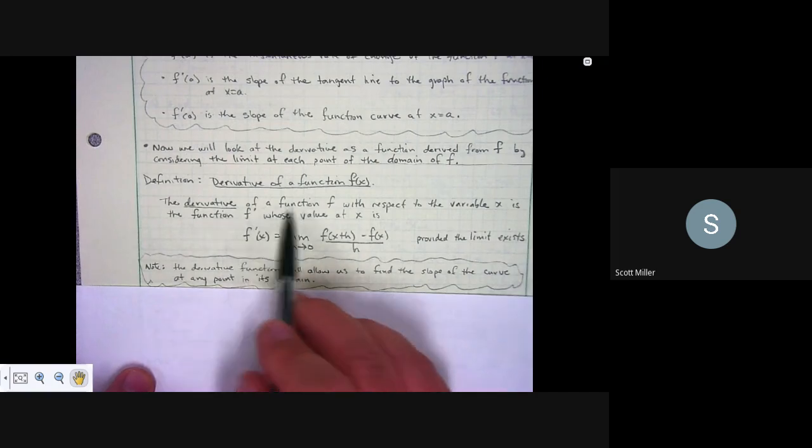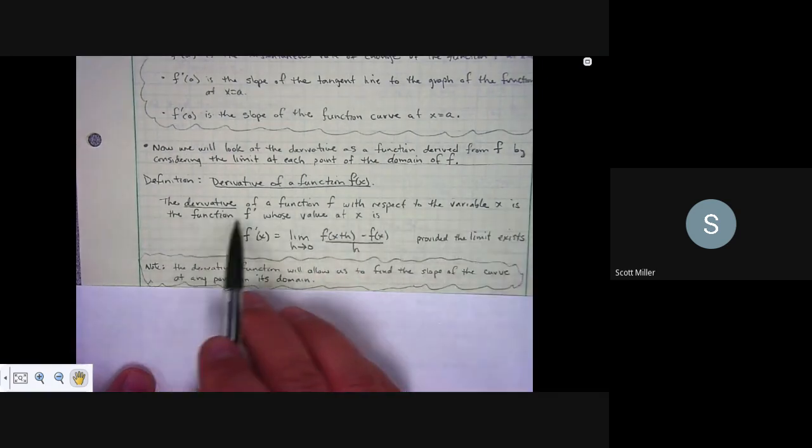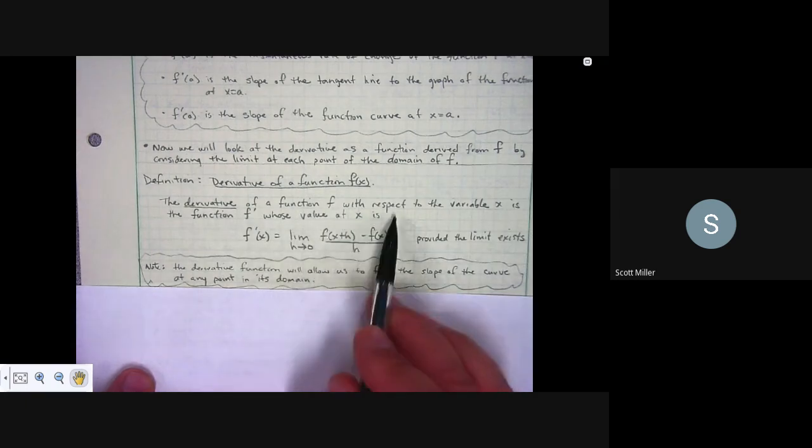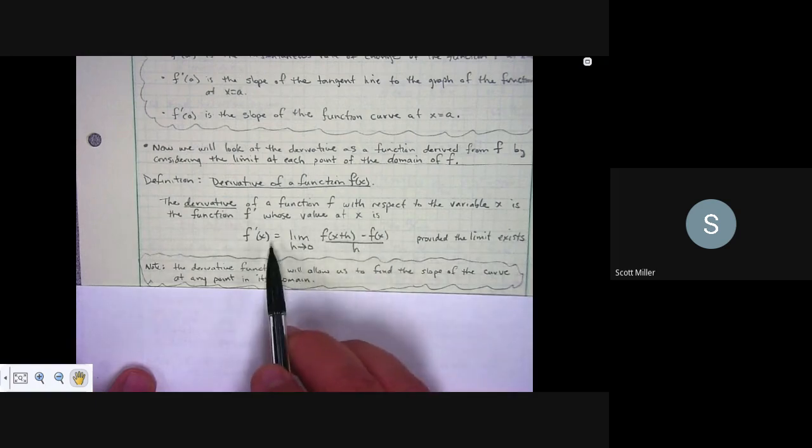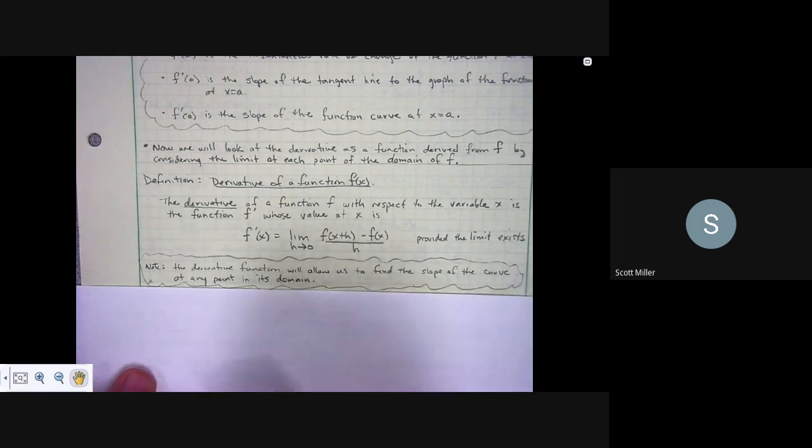The derivative of a function f with respect to the variable x is a function f prime, whose value at x is given by this notation. And you'll notice it's the exact same notation with a slight variation because there's no a. It's an x. So wherever there was an a, there's now an x. And when you get done, it's going to produce a function with the variable x. When I did this up here with the letter a, this will always produce a number, which is the actual slope. This will give me a function that will allow me to find the slope on the curve at any point with just that function.